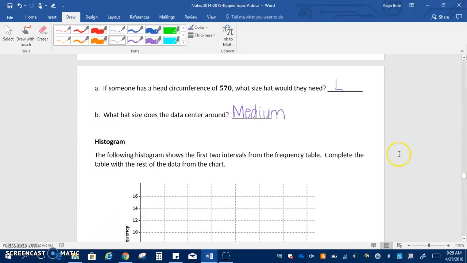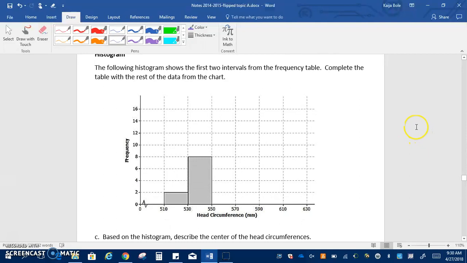Alright, so now it says the following histogram shows the first 2 intervals from the frequency table. Now complete the table with the rest of the data. So they did the first 2, so now we're going to look at our 550 to 570 range. And if you look at that, that needed 15. So I'm going to draw a box up to 15, a little bolder here, 15, which is halfway in between 14 and 15. And go down and then shade that in.